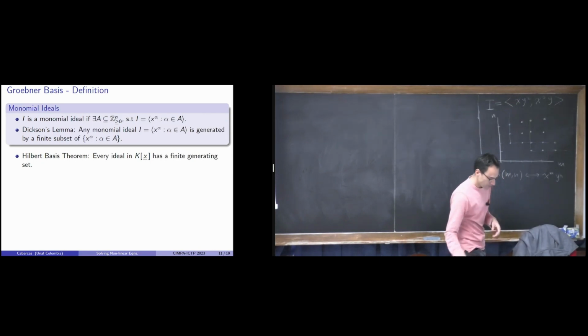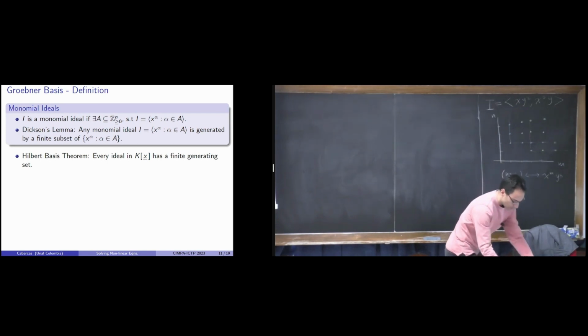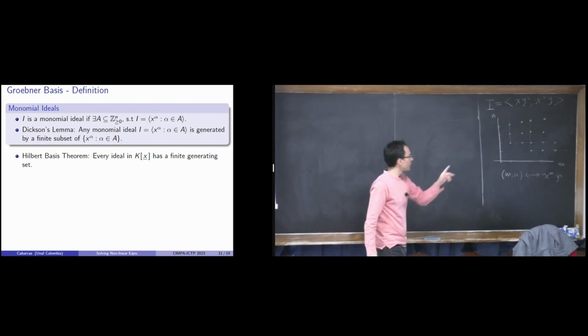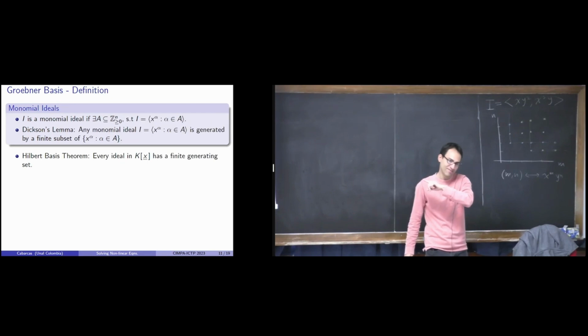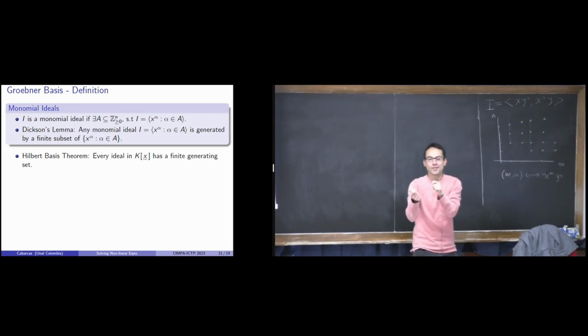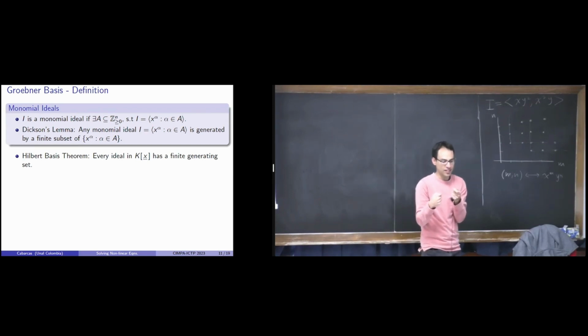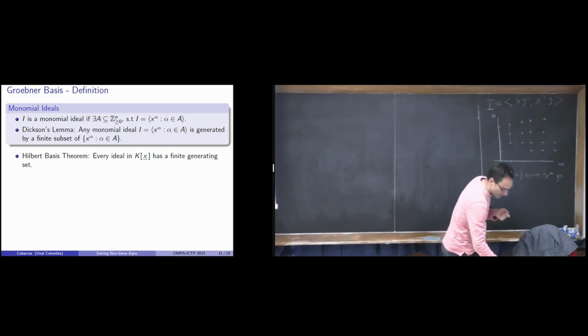And the idea is simple. We're going to be using Dixon's lemma. We're going to apply it to the ideal generated by the leading terms. And then when we get that, that happens to be a set of generators for the ideal. Right?